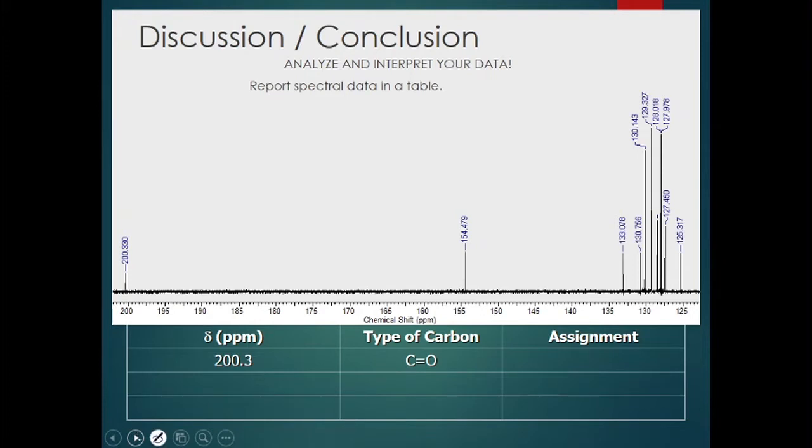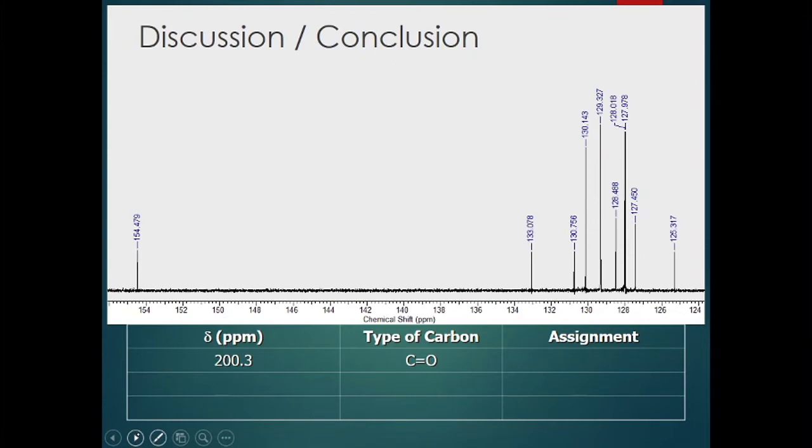The rest of the peaks, and I'm going to zoom in on that region, from about 155 out to about 125, all of these peaks are in the region where we would expect to see carbons for alkenes and aromatics. And so simply looking at chemical shift doesn't give us a whole lot of information. It does tell us we have a number of peaks in that region. It's important to mention those.